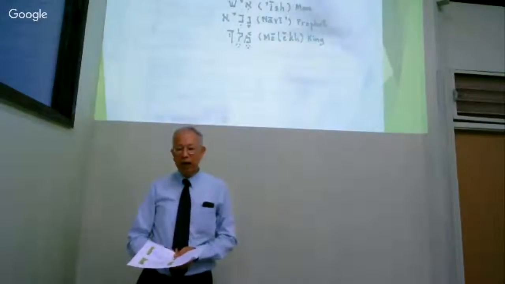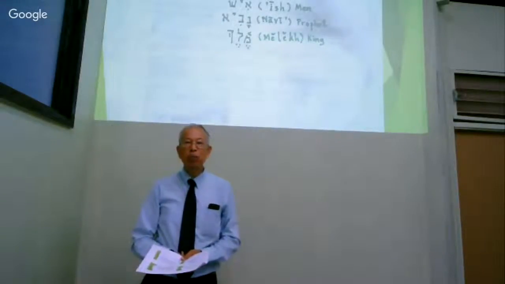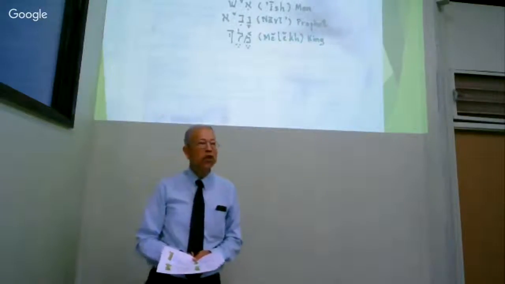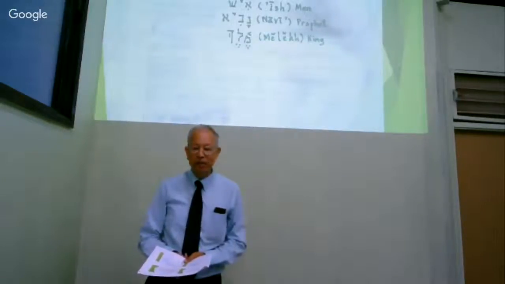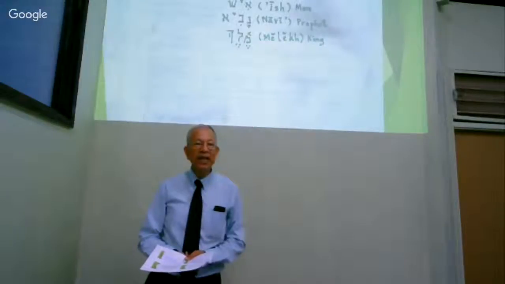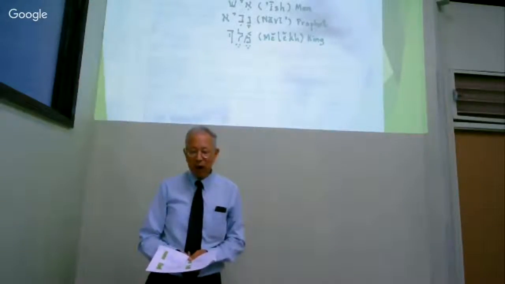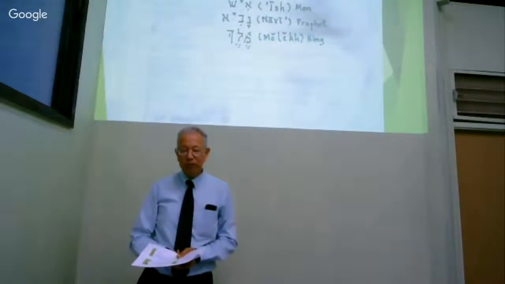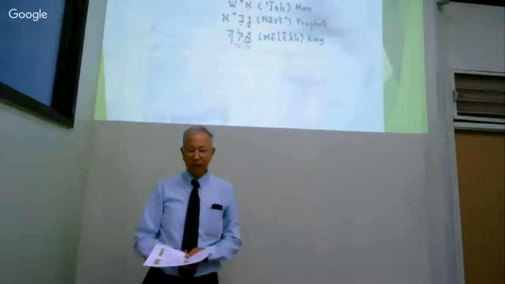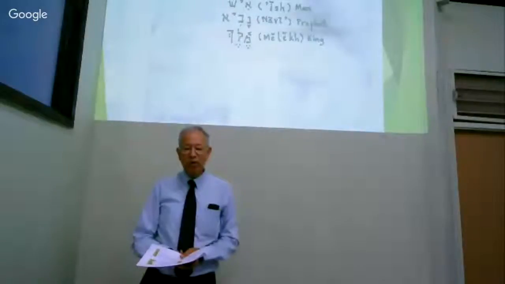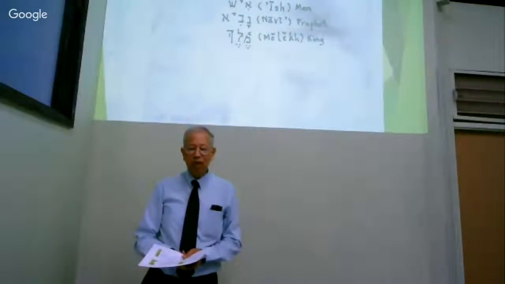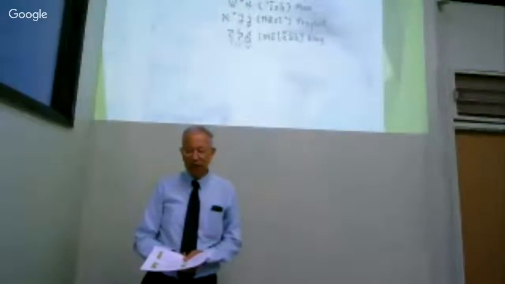I began by looking at the fact that there is no special ending for masculine nouns. Each masculine noun has its own ending. There is not one ending for every masculine noun. So sus means horse. Ish means man. Navi means prophet. And Melech means king. But notice that each of these nouns have a different way to end.